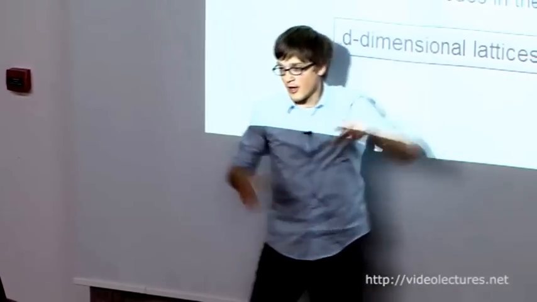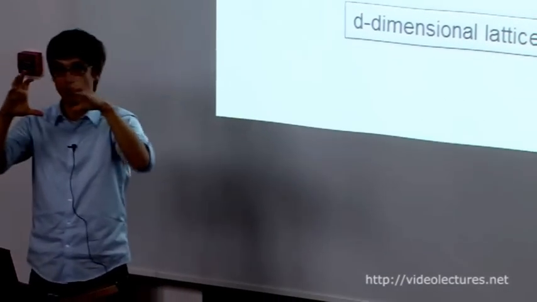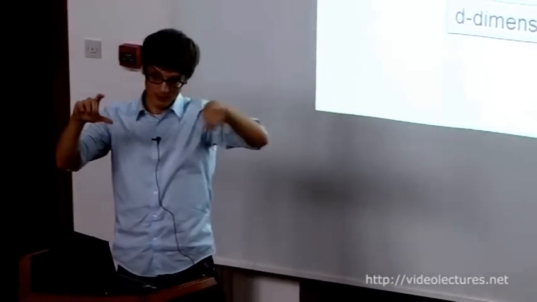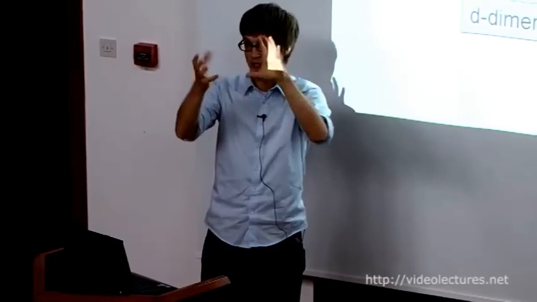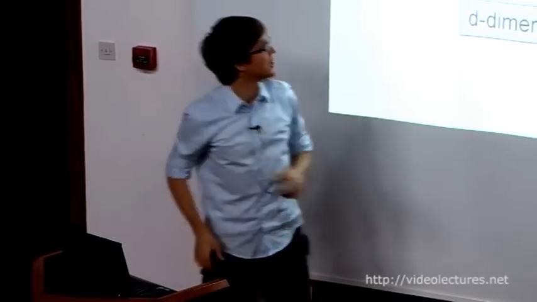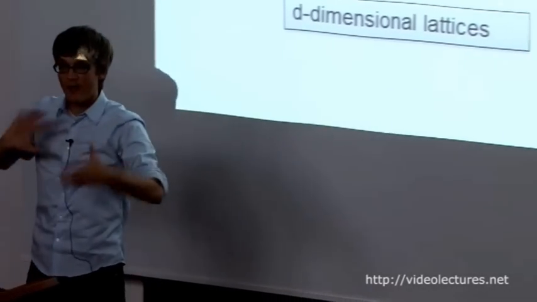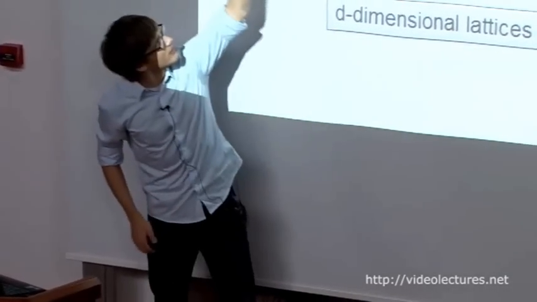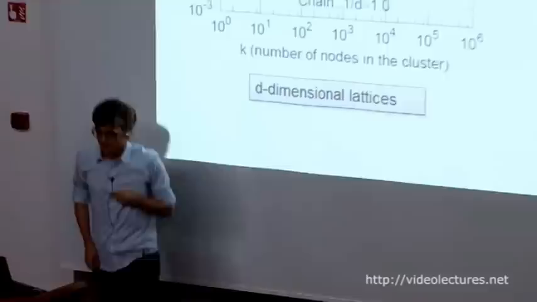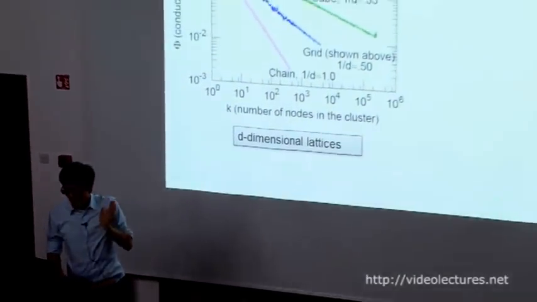In the grid, right, if I want to cut a cluster in the grid, I need to cut sort of the perimeter of the grid, and I get squared number of nodes inside, right? So this is why this has a slope of 1/2, right? And if I take a very dense random graph, then the slope of this plot will be flat, right? So this is one intuition.